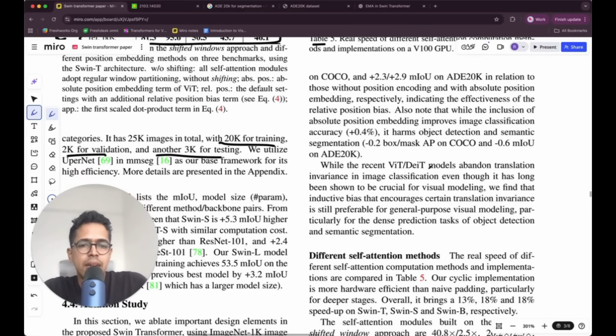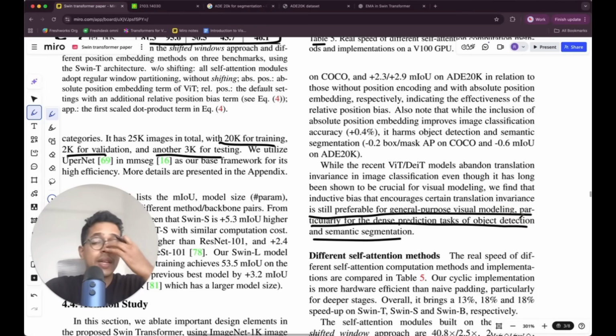While the recent Vision Transformer and Data-efficient Image Transformer models abandoned the translation invariance in image classification, even though it has long been shown to be crucial in visual modeling, we find that inductive bias that encourages certain translation invariance is still preferable for general purpose visual modeling, particularly in the dense prediction tasks of object detection and semantic segmentation. Here, my only question is, where exactly are they bringing inductive bias? Maybe they are bringing inductive bias in the fact that they are introducing windows and then shifting those windows, because in convolution also that is exactly what happens. The convolution filter shifts in 2 dimensions.